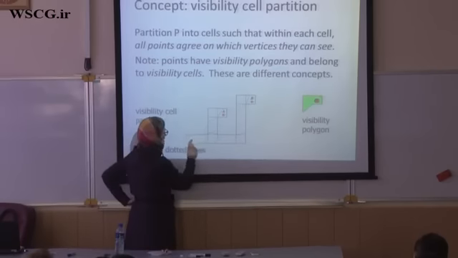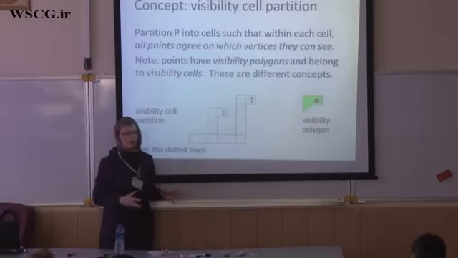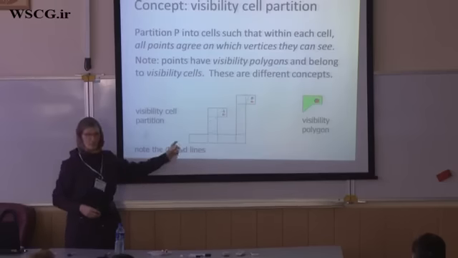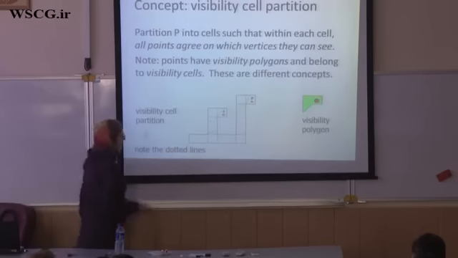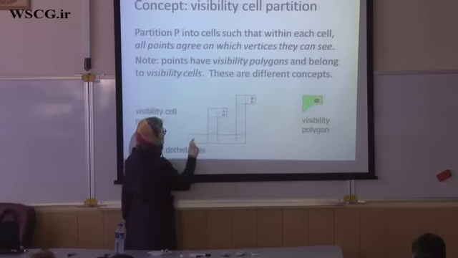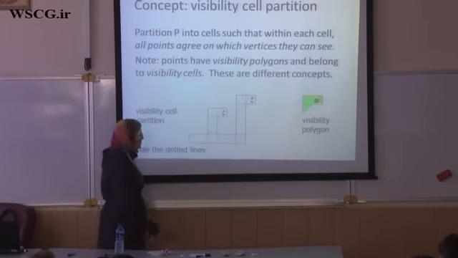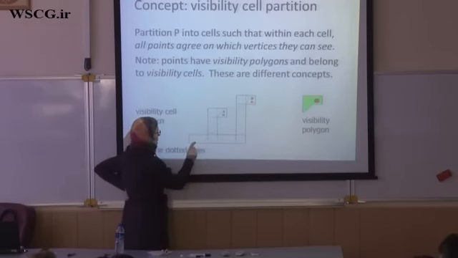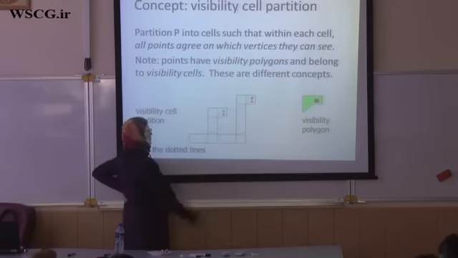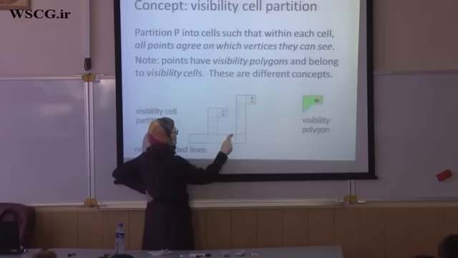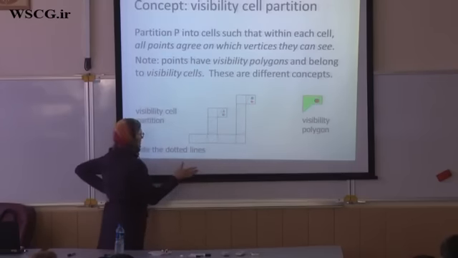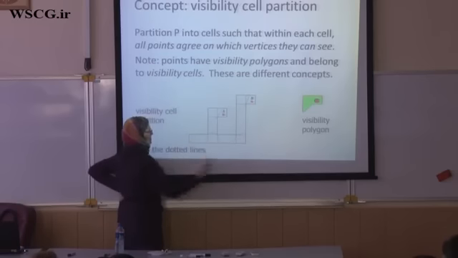Wherever your robot is within that cell, all these points are going to agree on the vertices of the polygon that are visible from that point. So different points in here are going to measure different visibility polygons. They're at different distances from the walls and so forth, but they're going to agree. Everybody in here can see this vertex, this vertex, this vertex, this vertex, maybe these two vertices, depending on your model of visibility, but they all agree that they can't see these other vertices.